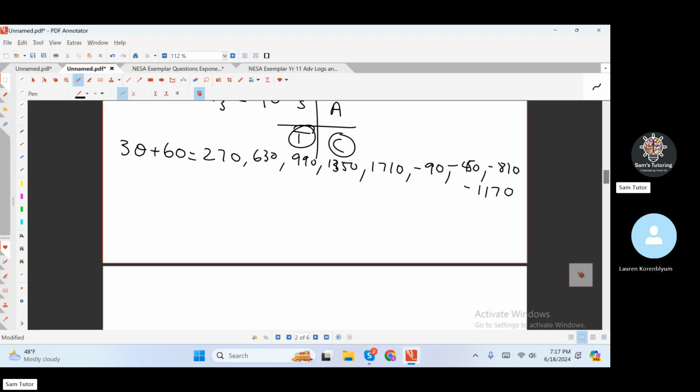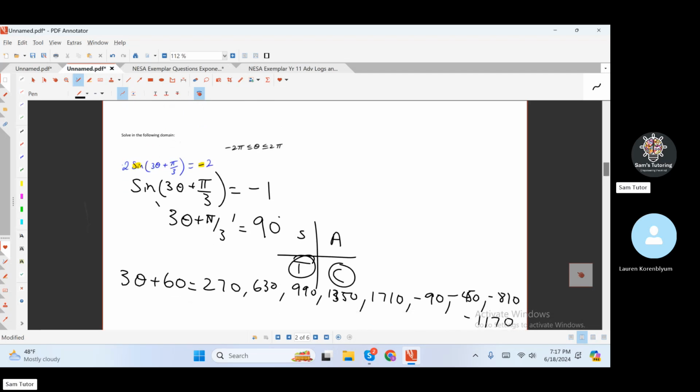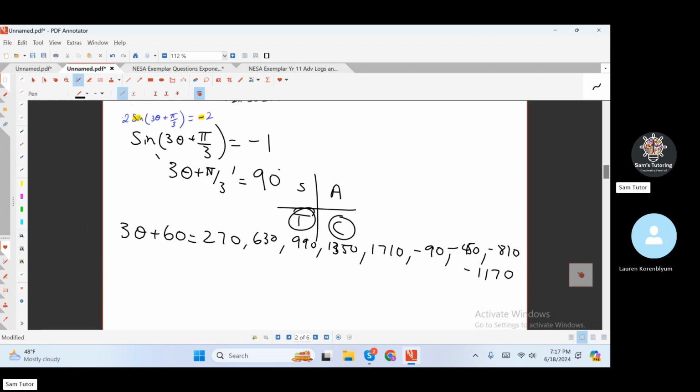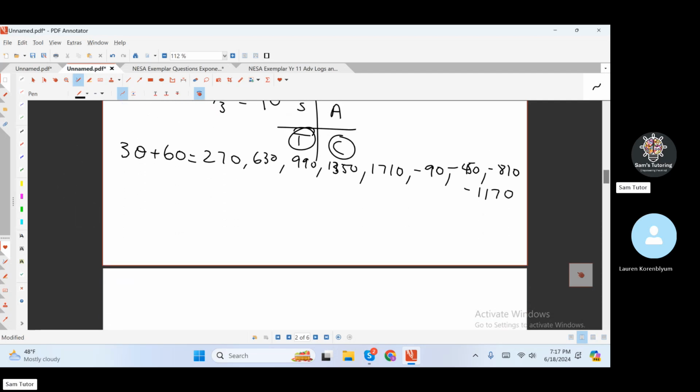Next line. So wait, let's recap. Step 1, divide by 2. Step 2, inverse sine only positives. Then all stations to central. Then add 360s and subtract 360s as much as you can or as much as you want to, because you know you're doing 3 revolutions, so you should probably add a lot more. There we go. Now you're going to subtract 60s, then you're going to divide by 3. And hopefully we have almost all the answers, if not all the answers, between negative 360 and 360.